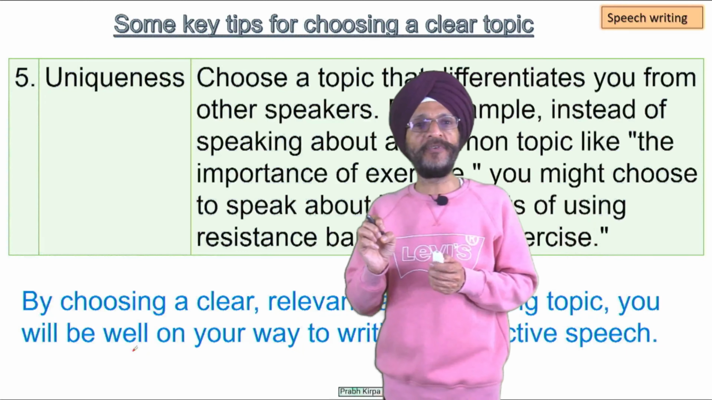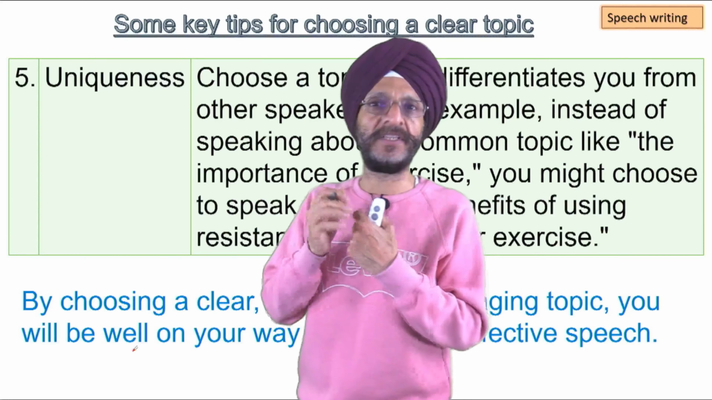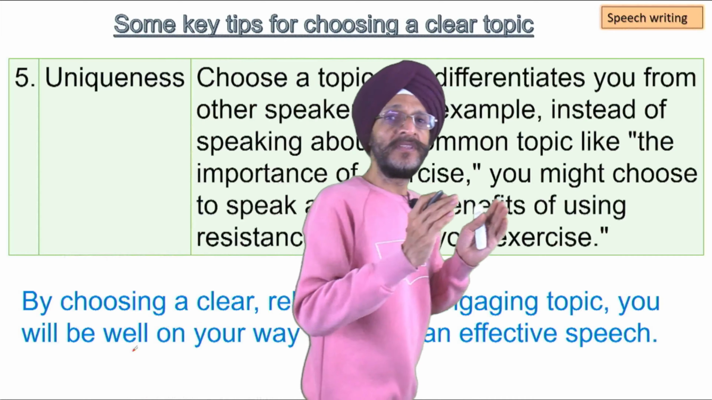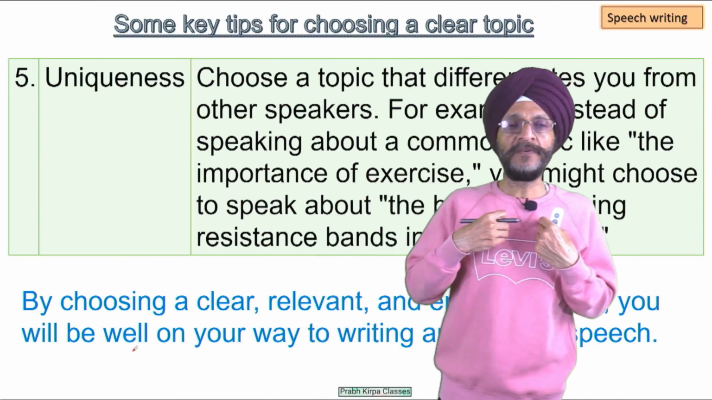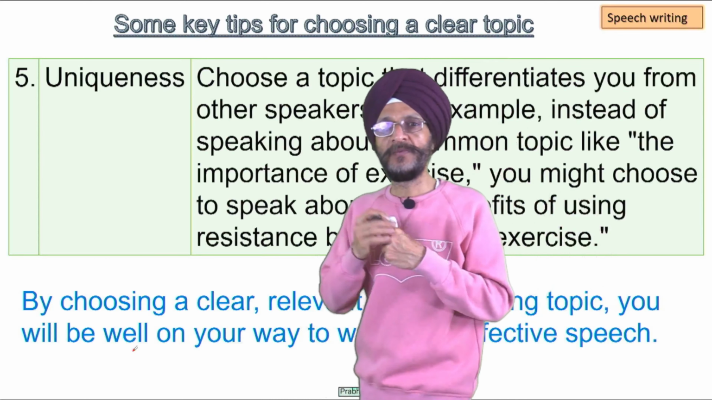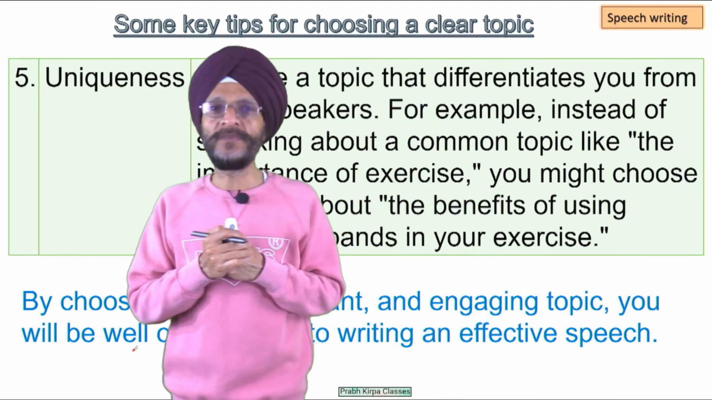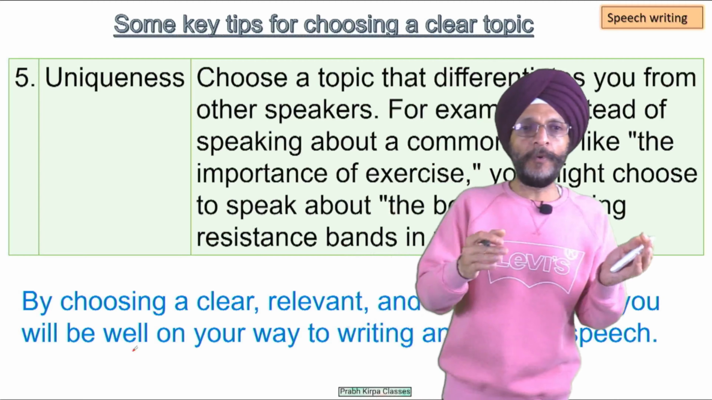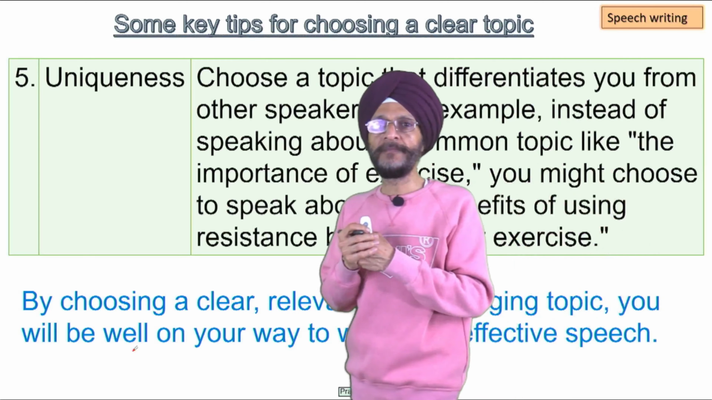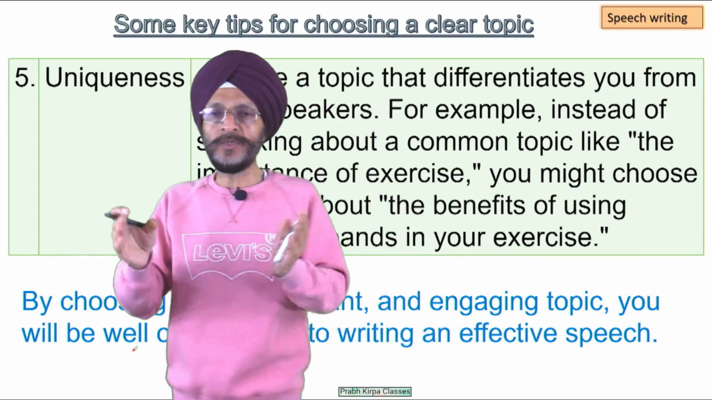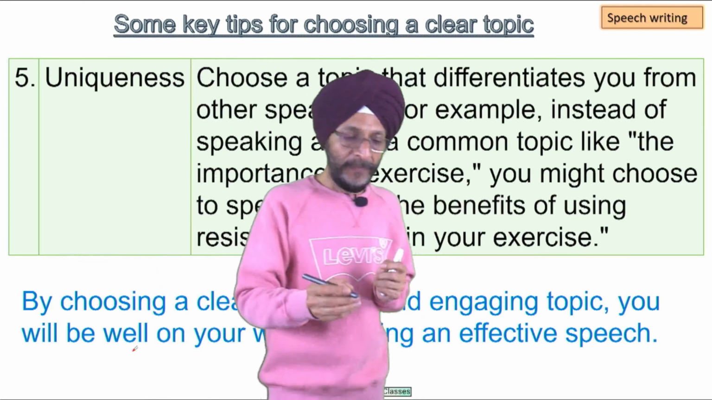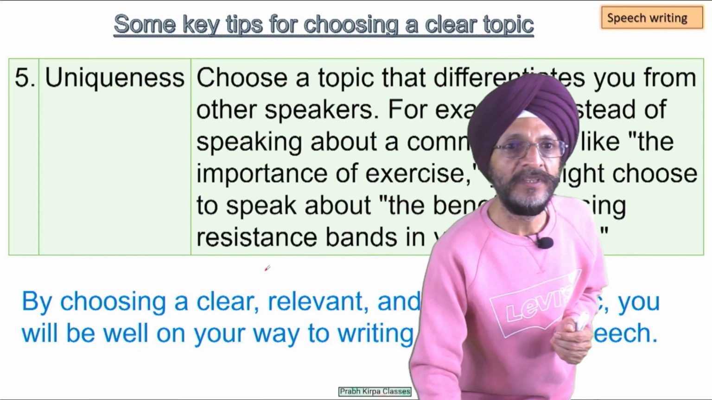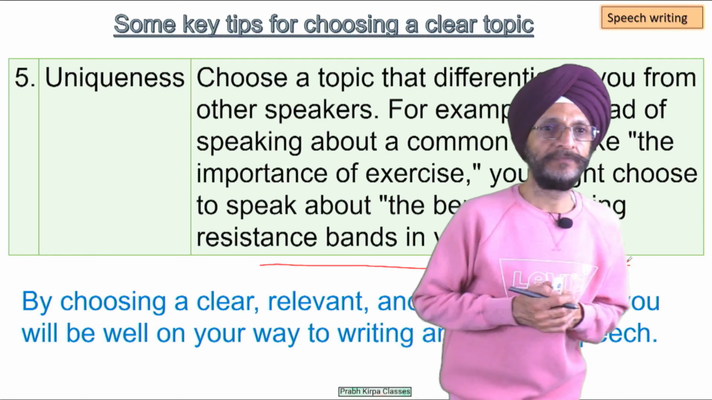Now, the fifth tip for choosing a clear topic is uniqueness. We should choose a topic that differentiates us from other speakers. For example, instead of speaking about a common topic like the importance of exercise, we might choose to speak about the benefits of using resistance bands in our exercise.